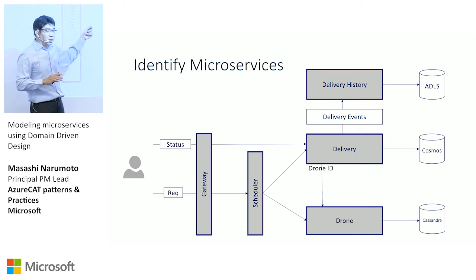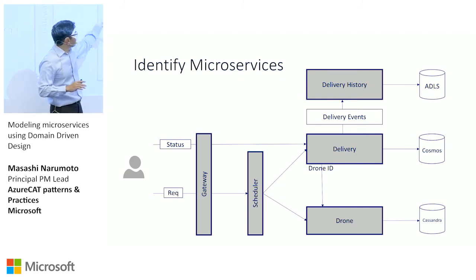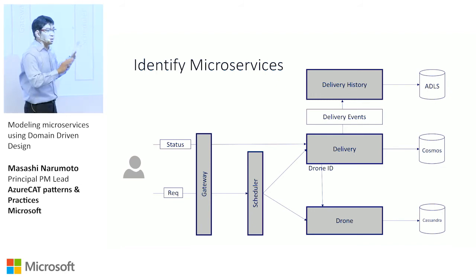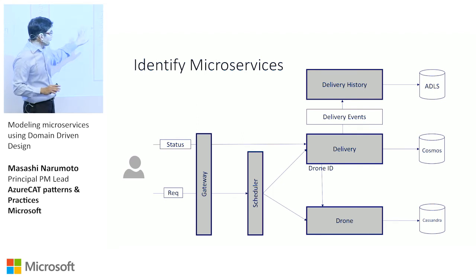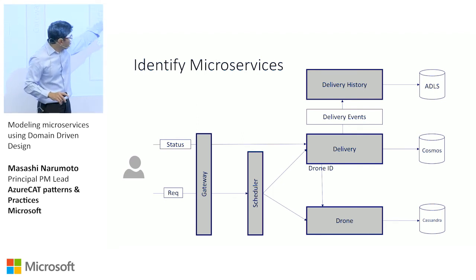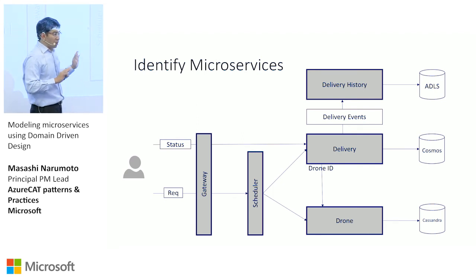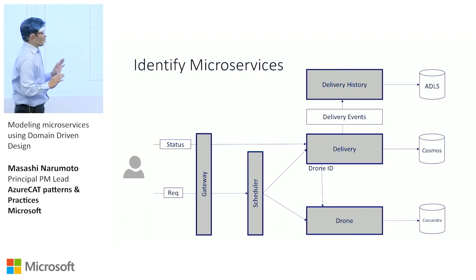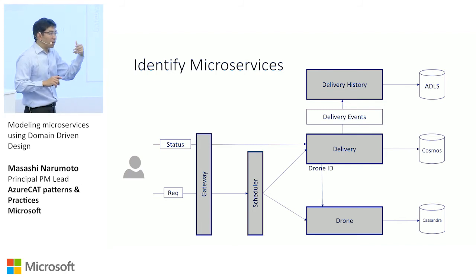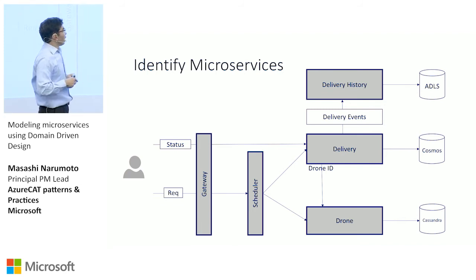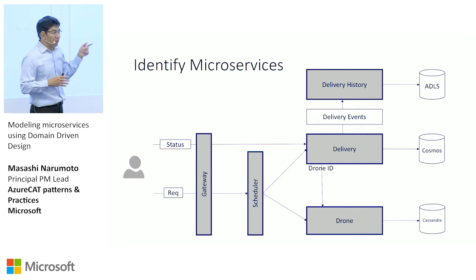When you want to complete the transaction, you have to work with those services. That is domain knowledge, right? So the scheduler here is a domain service. Delivery and drones are the aggregates that work together with this guy. And delivery history takes care of archiving and analyzing the events happening in delivery.